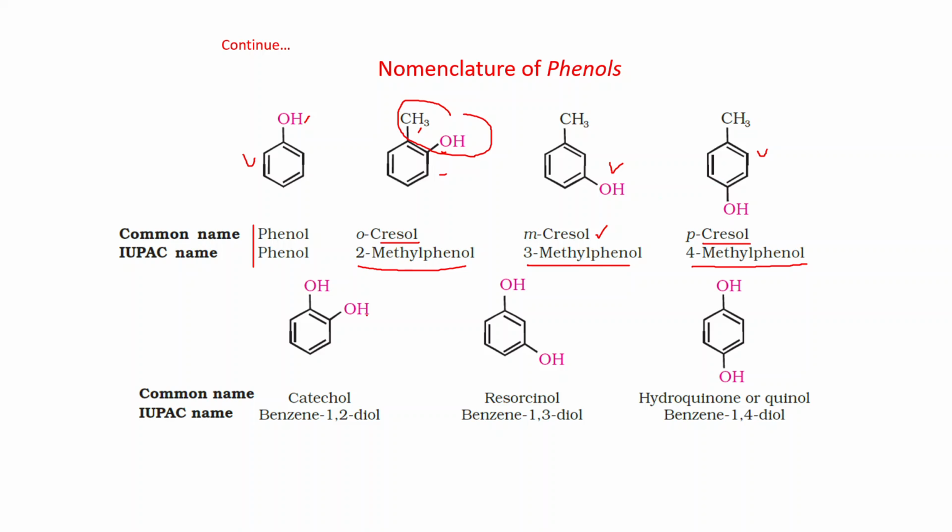If two OH groups are present and both are at the ortho position, then in common name this is known as catechol, and in IUPAC name this is benzene 1,2-diol. If OH groups are at the meta position, this is known as resorcinol. In IUPAC name this is benzene 1,3-diol. If two OH groups are at the para position, then this is known as hydroquinone or quinol. In IUPAC name, this is known as benzene 1,4-diol.